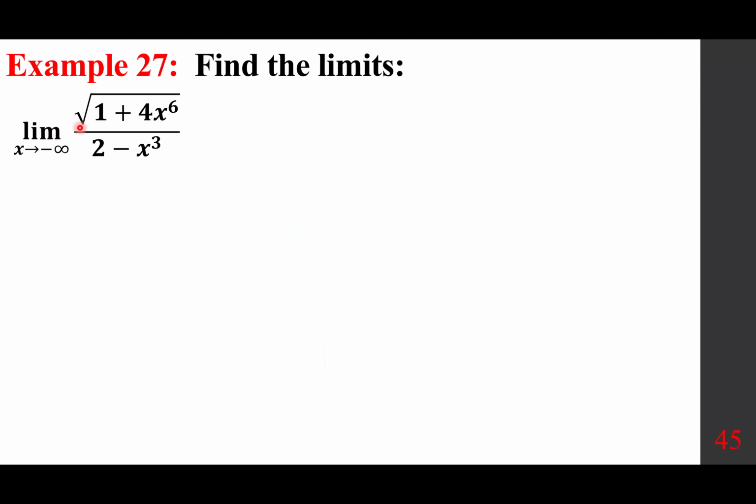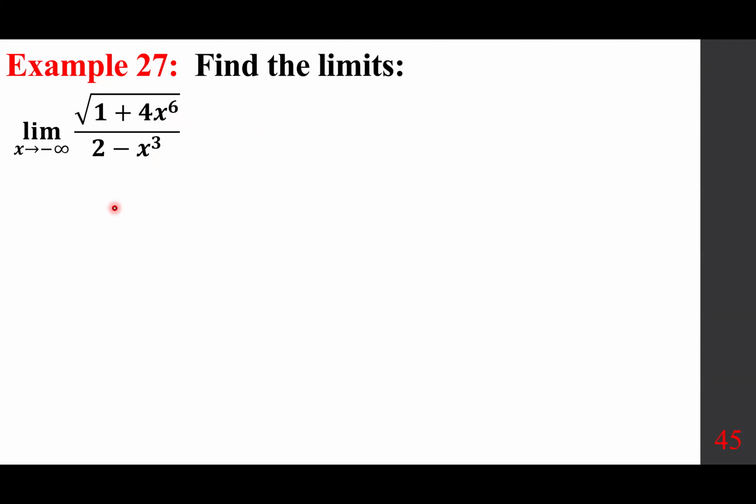Find the limits. The limit of the square root of 1 plus 4x to the power of 6 over 2 minus x cubed as x approaches negative infinity. If you plug in negative infinity, to the power of 6 is positive times 4 is positive, comes out as infinity. This one, x cubed, is negative infinity. This makes it positive. So it's infinity over infinity. It's indeterminate. So what is the technique we are going to use?